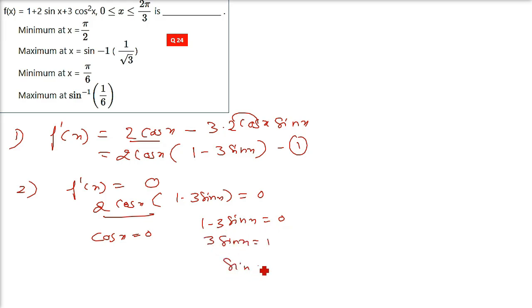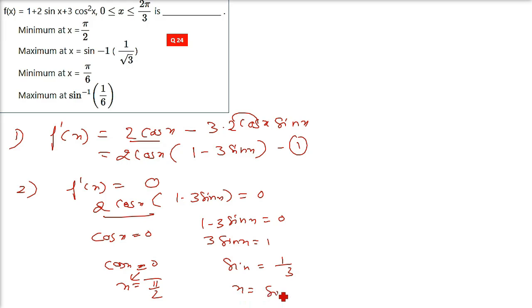So cos x equals 0 and sin x equals 1 by 3. What is the value of x for which you get cos x equals 0? See, cos 0 equals 1, cos pi by 2 equals 0. So you have x equals pi by 2. Now we have the first option in this MCQ, which says minimum at x equals pi by 2. So you will be tempted to just check it.